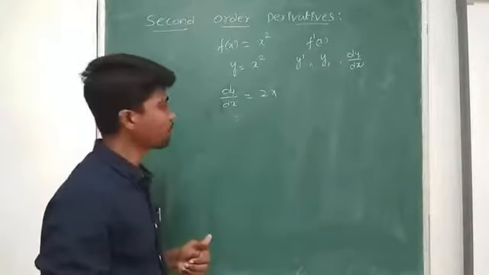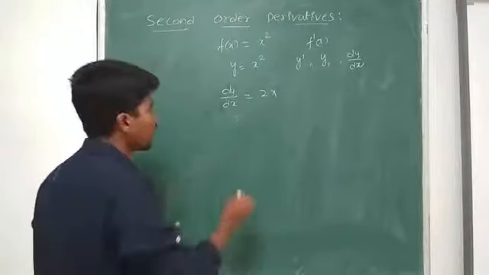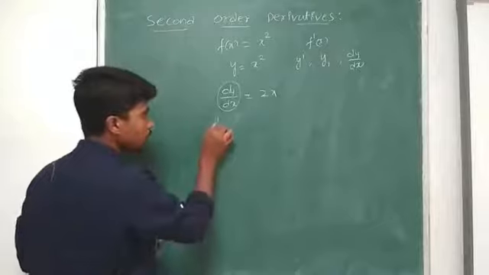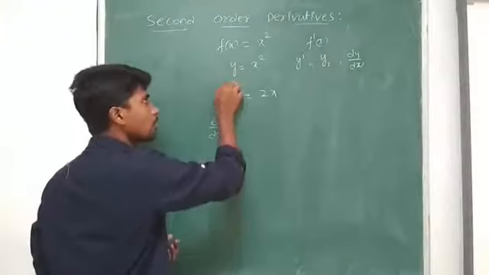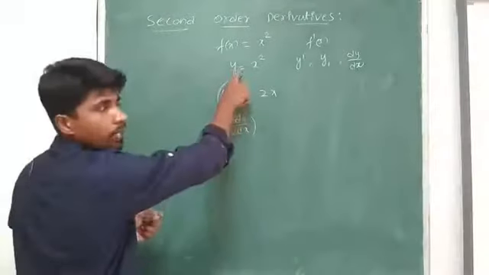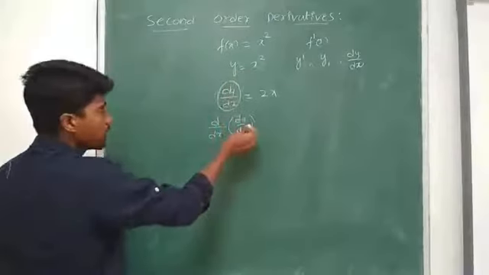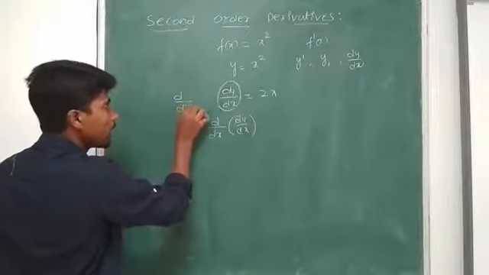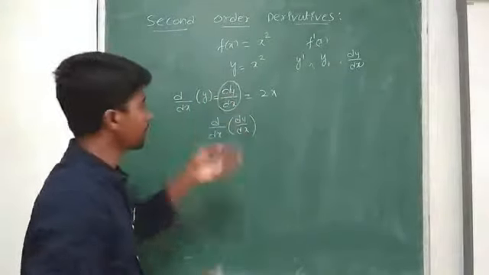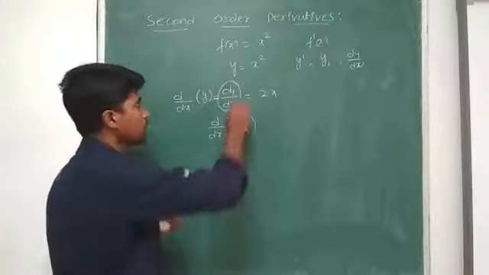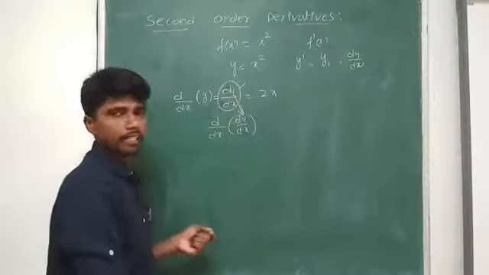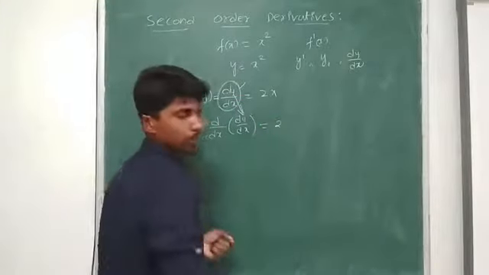Now I have to find its derivative again, meaning I am differentiating this particular thing with respect to x. What I am doing is d by dx of the function dy by dx. If I want to find the derivative of y with respect to x, it is nothing but d by dx of y, which we wrote as dy by dx. In the same way, if I want to find the derivative of this function again, I have to find d by dx of dy by dx, which is equal to 2.